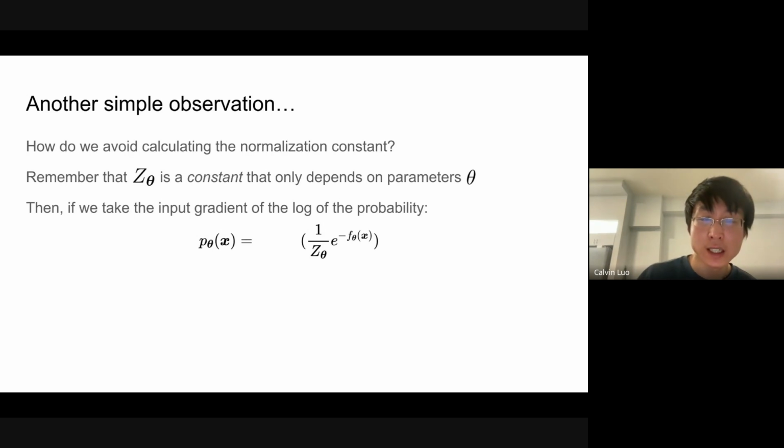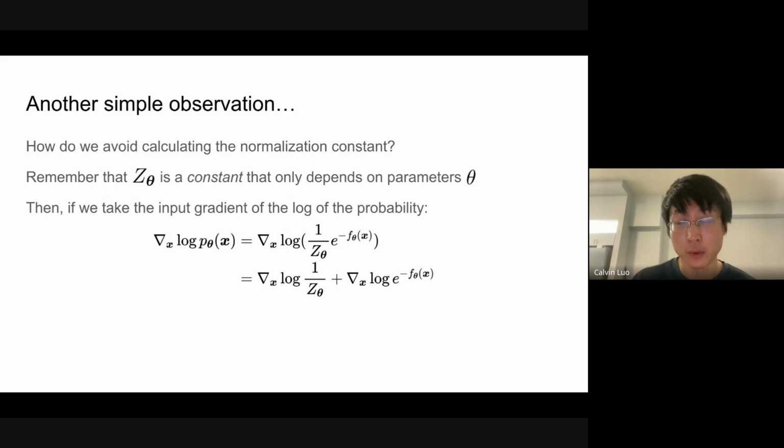So if we take the input gradient of the log of the probability, so take the log of both sides of our reparameterization, and take the gradient with respect to x, the log will separate the normalization constant from the rest of the equation. And because we're taking the input gradient with respect to x, z sub theta doesn't depend on x, it's a constant that only depends on parameters theta, so that goes to 0. And for the second term, the log will get rid of the e.